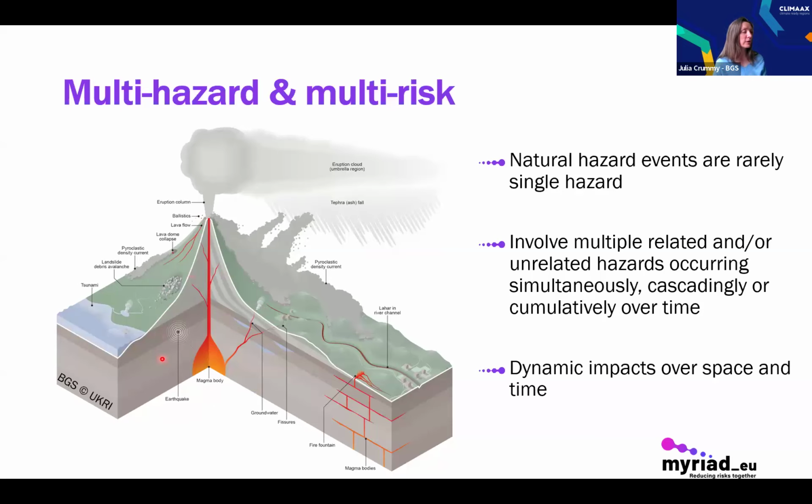But just to take the volcano example, when you have magma building up in the subsurface underneath a volcano, that causes seismicity as the magma pushes its way through fractures. That can cause ground shaking, which can cause damage to buildings and infrastructure. It can also cause rock falls and landslides. It can also open up fractures in the ground, which again can damage infrastructure and buildings.